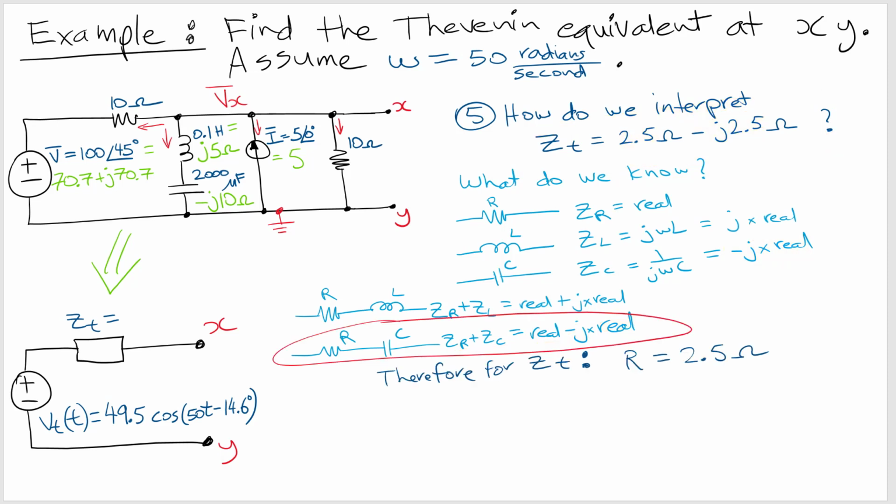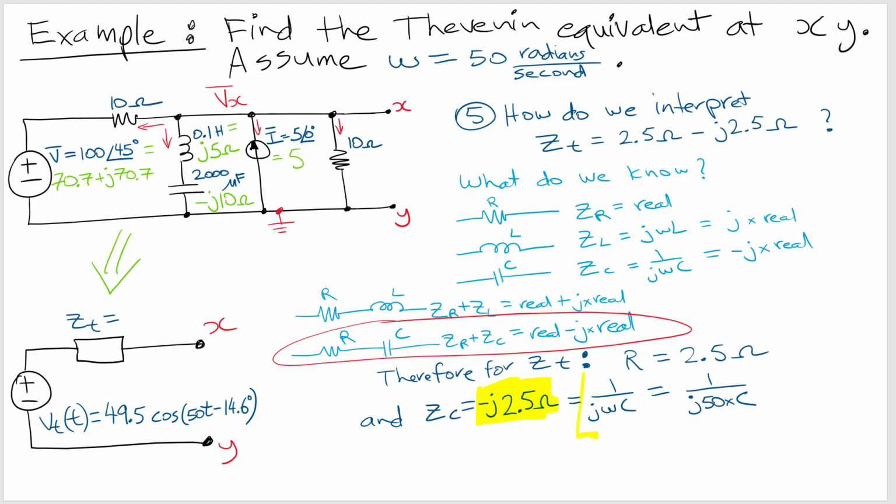Okay, so then we have our Thevenin impedance being a resistor in series with a capacitor. So now we know that the real part is 2.5, so that's the resistor part, okay? 2.5 ohms. Now, let's calculate for the capacitor. So we know that the impedance of the capacitor is minus j 2.5 ohms.